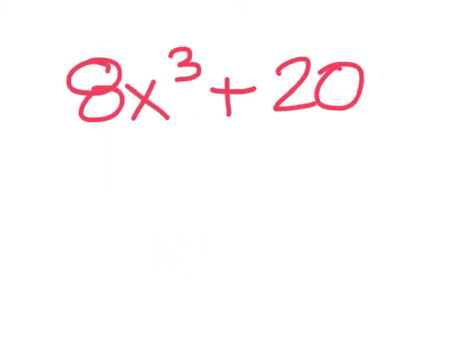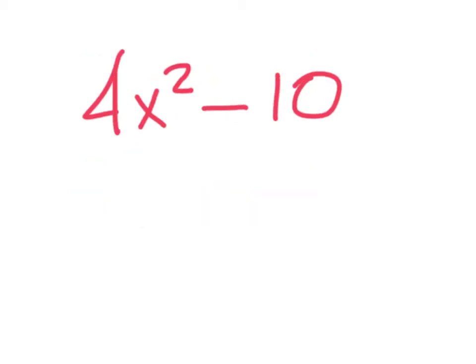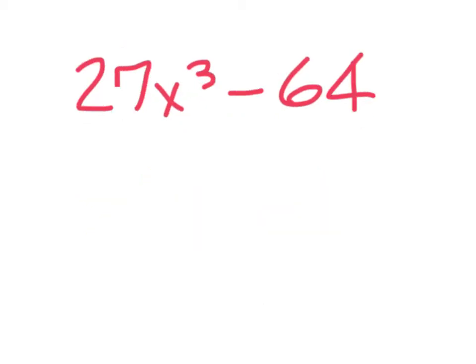8x cubed plus 20, what's that one? No, the sum of 2 cubes. You can only factor out a 4, and then you're left with x cubed plus 5. And then 4x squared minus 10, what's that one? On this one, when you factor out, you have a 2 in that spot. What about this one? Cubes. The difference of 2 cubes.